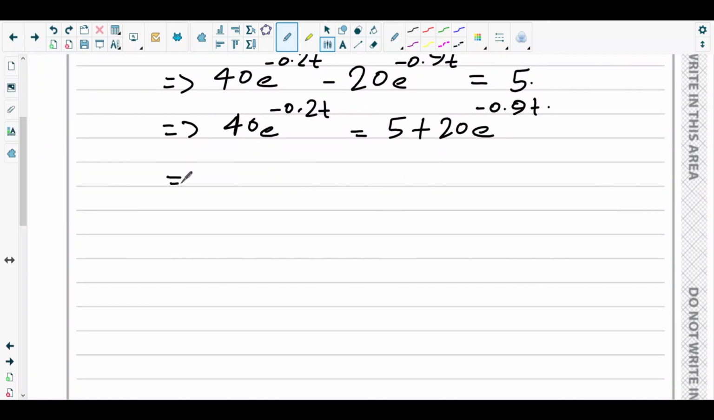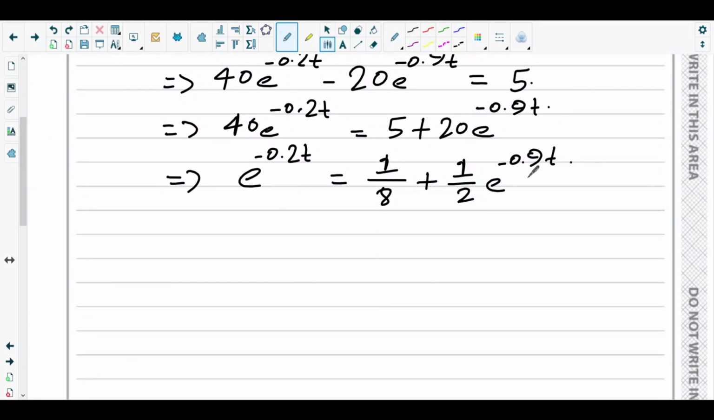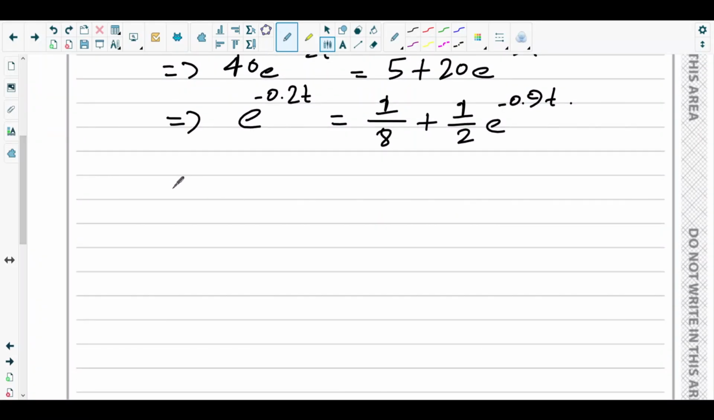Then we can make e^(-0.2t) the subject. So we'll get 5 over 40, which is 1 over 8, plus half e^(-0.9t). Now what we can do next is take ln to eliminate the exponential. So take ln.